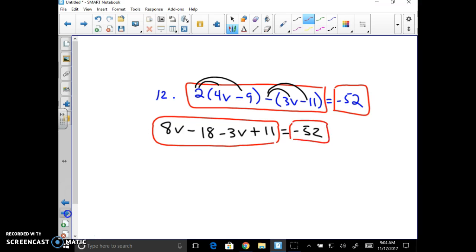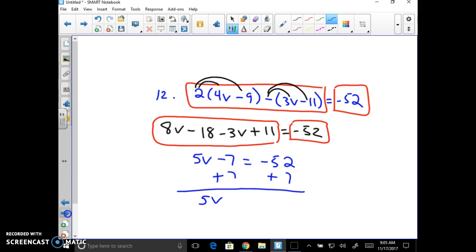Combine inside. Combine your like terms. So 8v minus 3v is 5v. Negative 18 plus 11 is negative 7 equals negative 52. Add 7 to both sides. You have 5v equals negative 45. Divide by 5 on both sides, and v equals negative 9. Okay, make sure you check everything.